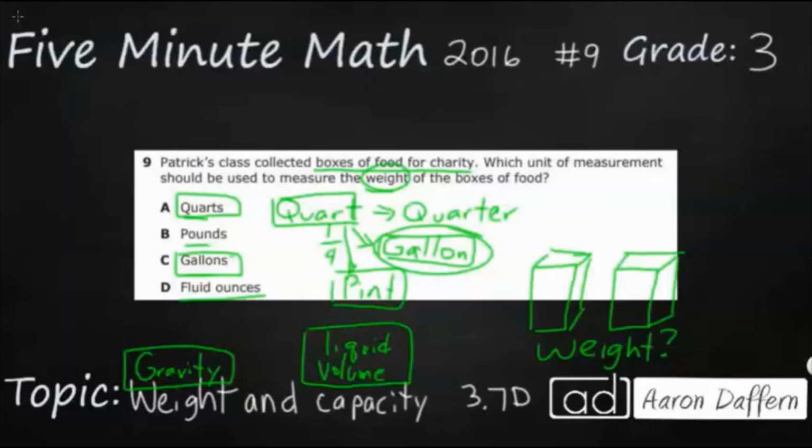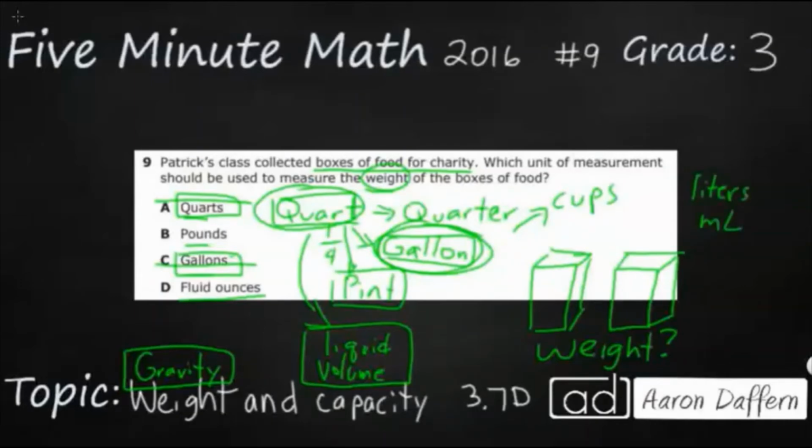So if we're saying that our quarts and our gallons are going to be for milk, well, guess what? That's liquid. That's our liquid volume. That's our capacity. So we're not going to use that. That doesn't give us a measurement of weight. That gives us a measurement of capacity. Other things that give us a measurement of capacity are cups. This is all in the customary system. And then you might also have heard of liters and even milliliters. That's in the metric system.